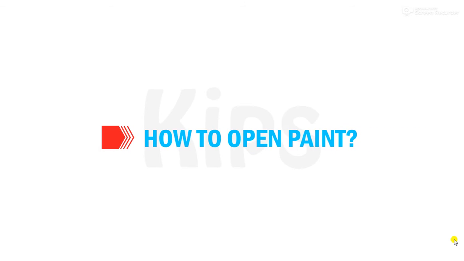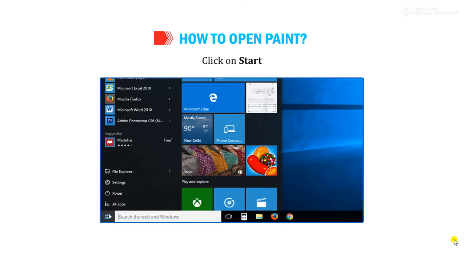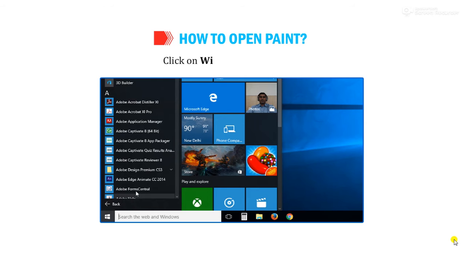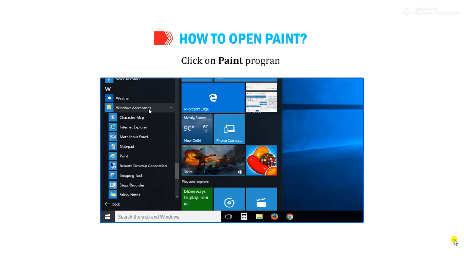Students, let me tell you the steps of opening Paint. Click on Start. Choose All Apps. Click on Windows Accessories. Click on Paint Program.